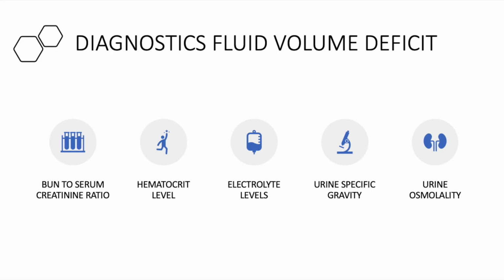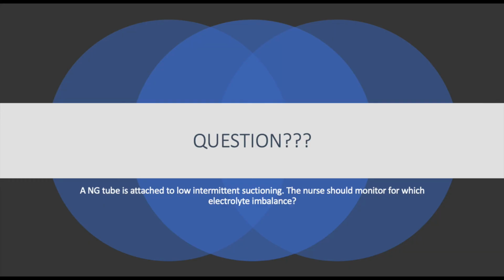There are specific labs that can be used to identify fluid volume deficit. These include the BUN to serum creatinine ratio, the hematocrit level, serum electrolyte levels such as potassium and sodium, urine specific gravity, and urine osmolality. There's one last question that needs to be answered before we let you go.